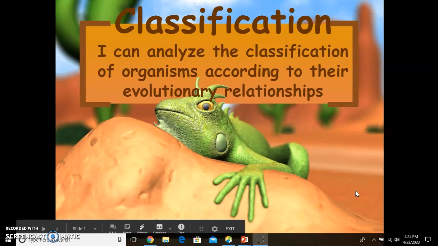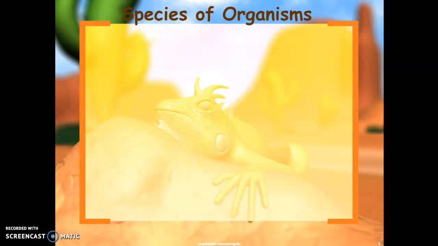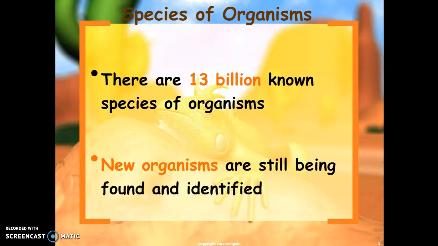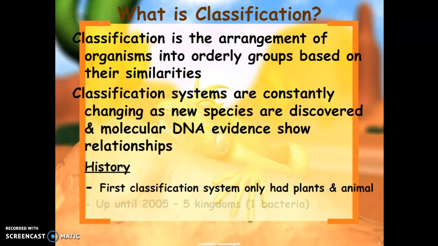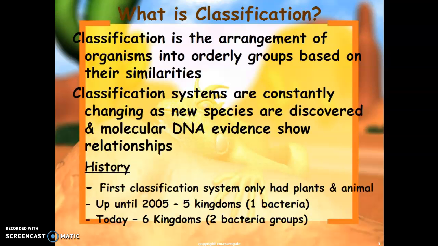Okay, so today we're going to talk about classification. We have over 13 billion known species of organisms, and new organisms are still being found and identified. So what is classification? Classification is the arrangement of organisms into an orderly group based on their similarities. Classification systems are constantly changing as new species are being discovered, and molecular DNA evidence shows how they're related.